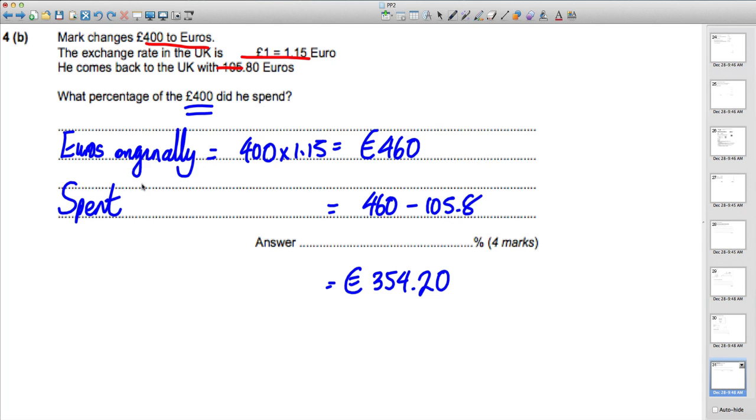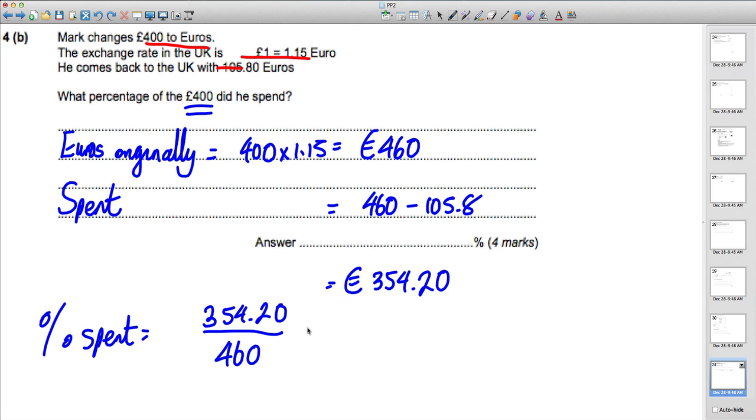Well, if you want to work out the percentage spent, it's how much he spent, which is 354.20, over how much he had originally. Now, don't do over 400 here, whatever you do, because they've got to be in the same units, haven't they? So over, originally he had 460 euros, and you multiply that by 100. If you do that, that will give you your percentage, which is 77%.